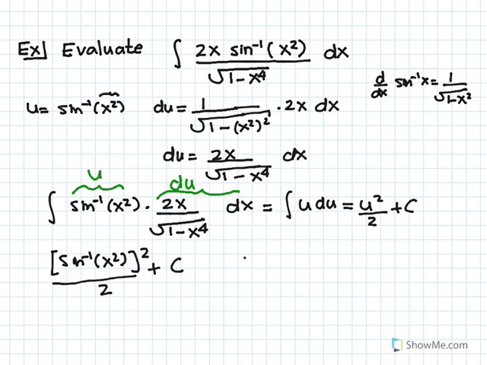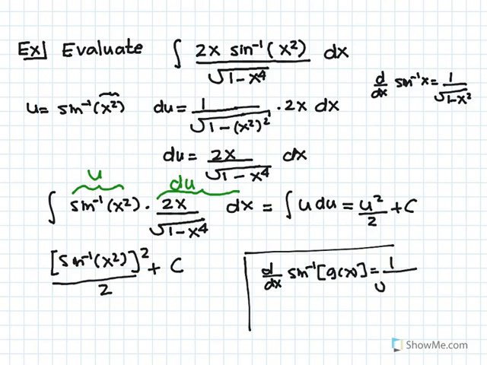All right, I want to talk about the chain rule a little bit. So if you have d/dx of inverse sine of g of x, where the inside is a function of x, we get 1 over the root of 1 minus the inside squared, g of x squared, multiplied by the derivative of the inside, the derivative of g of x, that is going to be g prime of x.